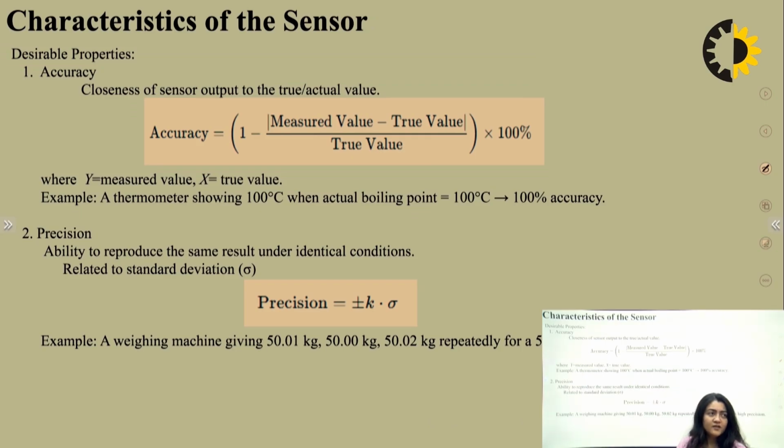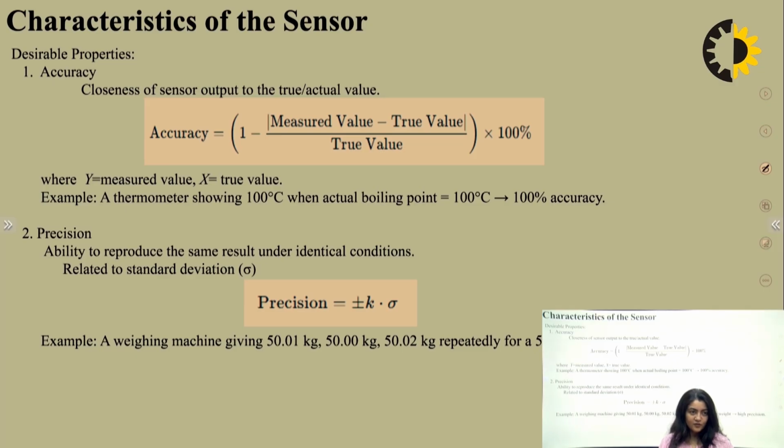Then if we see what accuracy is, it is the closeness of the sensor output to the true value or the actual value. For example, suppose you have measured some value for experimental purposes through an experimental method and through a theoretical method.